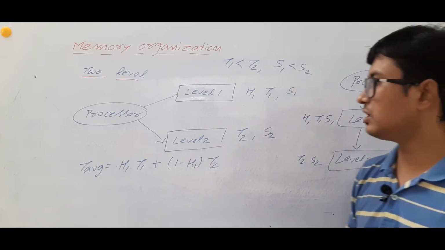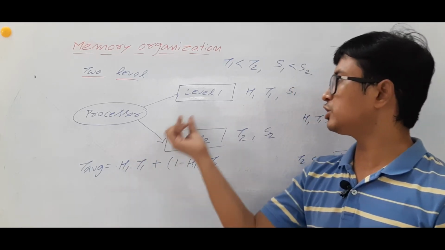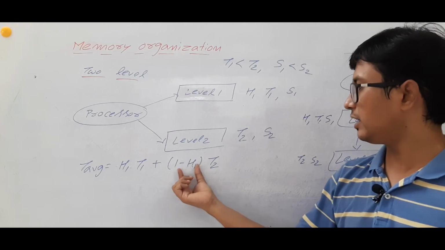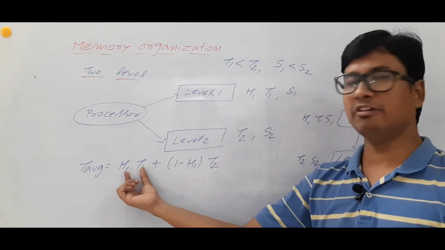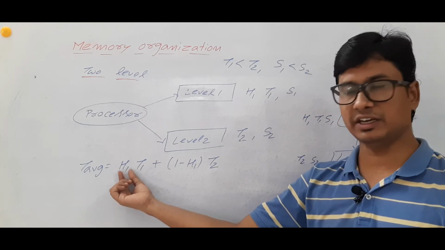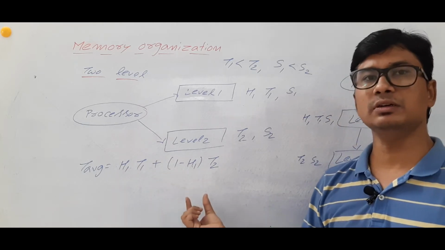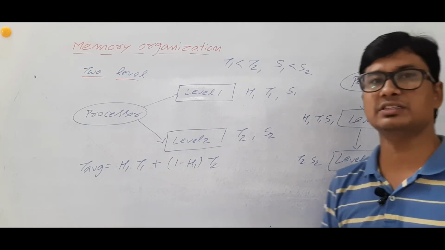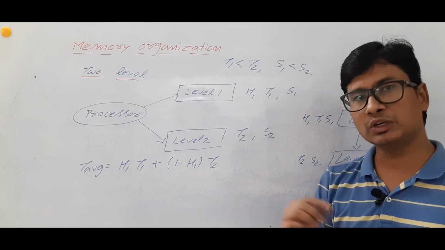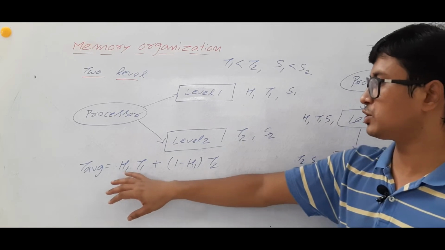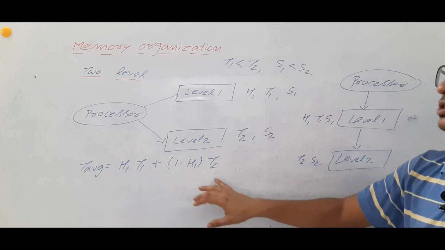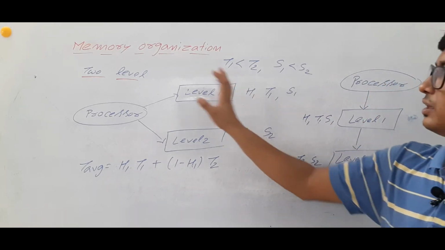So H1 is the hit ratio of level 1, and 1 minus H1 is the miss ratio of level 1, because H1 is the hit ratio and 1 minus H1 is the miss, because the total number of hits and misses will become equal to 1. So this is the average access time, H1 into T1 plus 1 minus H1 into T2, in this kind of organization.